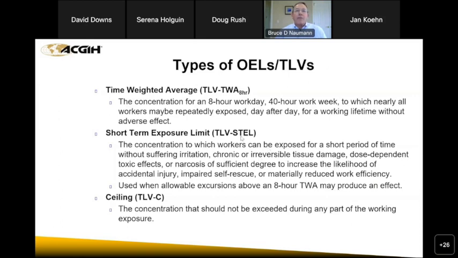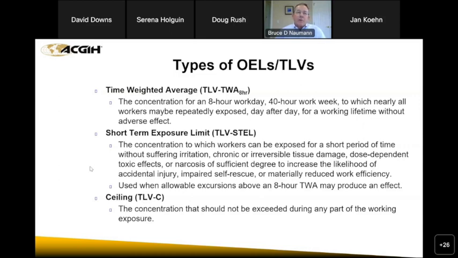all workers, which is kind of a key point. If you think about it, that's never been defined. Is it greater than 95%? What is that number? But that's part of the definition: can work with, day after day, for a working lifetime. So that's an 8-hour number, averaged over 8 hours.